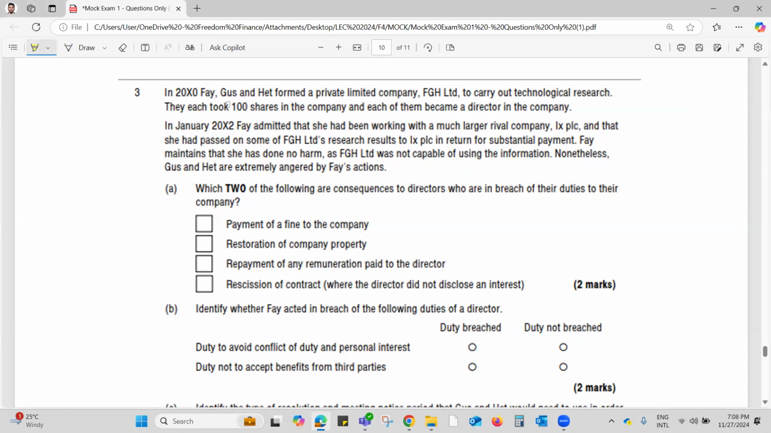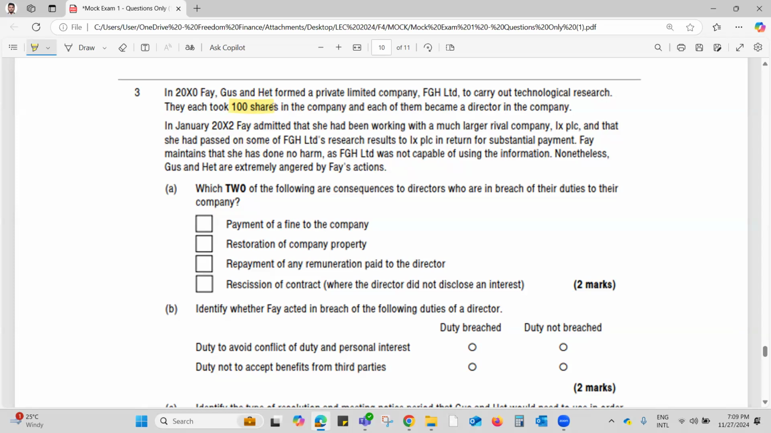In 2020, F, G and H formed a private limited company. So there are three shareholders who are forming a private limited company called FGH Limited to carry out technological research. Each took 100 shares in the company. How many shares? 100 shares in the company. Each of them became a director in the company. So they are the shareholders and they are the directors.